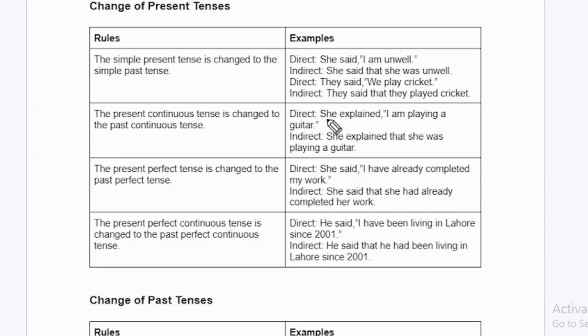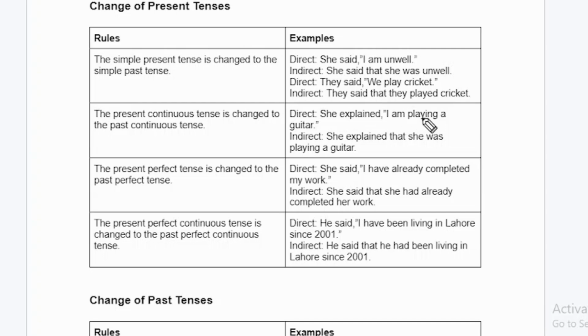Direct speech: she explained, "I am playing a guitar." Indirect: she explained that she was playing a guitar.